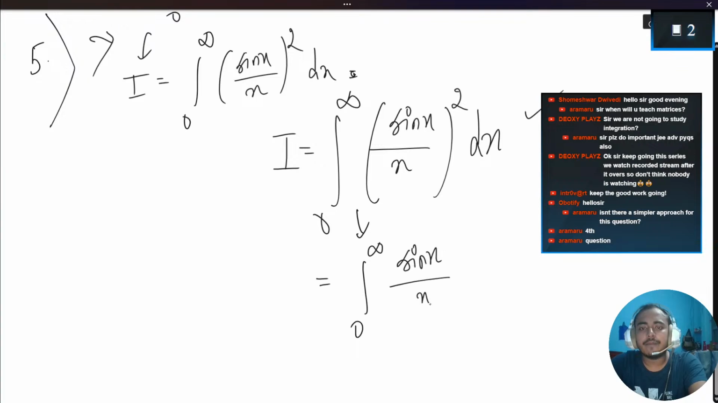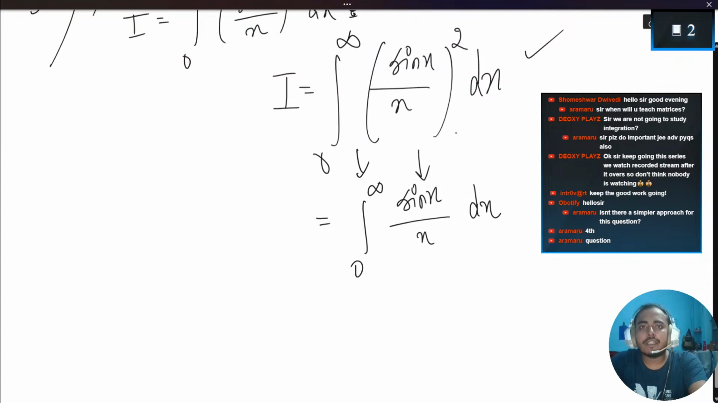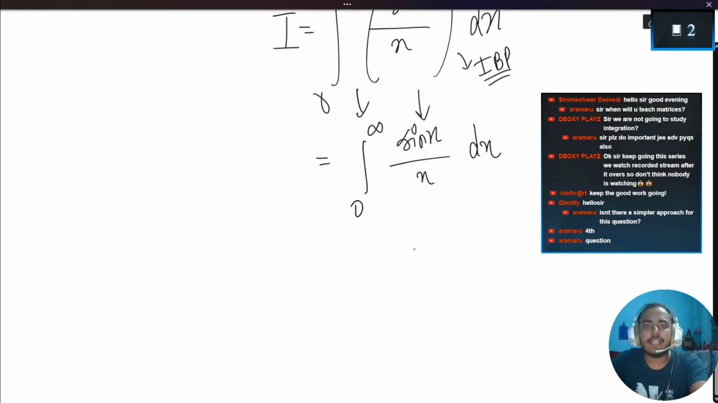0 to infinity sin x by x dx. So this can be reduced into the following integral. There is a way to reduce that, and that is using IBP, integration by parts. And once you reduce it to this integral, it is again not very hard.